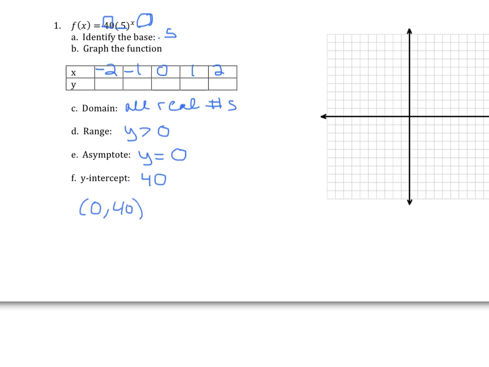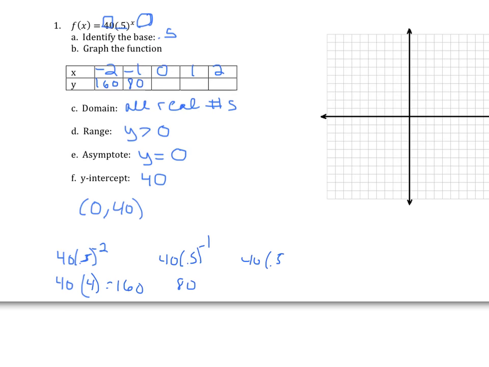If we plug in -2, we would have 40 times 1/2 to the -2. And it'd be 40 times 1/2 squared is 1/4. If we take the reciprocal of 1/4 because it's -2, that would be times 4, which would be 160. So this would be 160. If we had 40 times 1/2 to the -1, 1/2 to the -1 is flipped over, which is 2. 2 times 40 is 80.